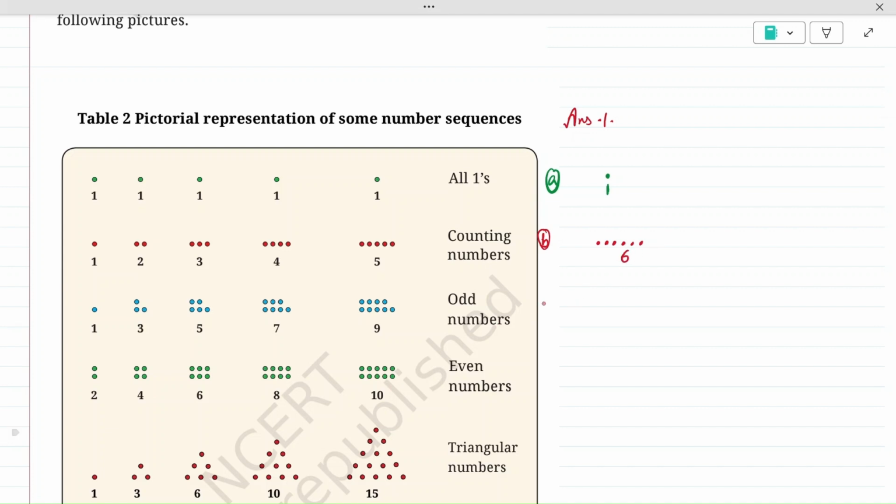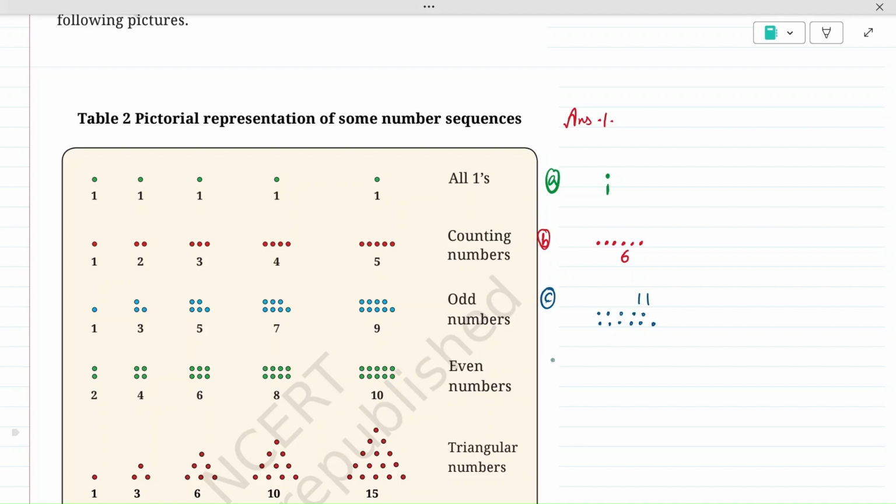Okay. The next one we have is the odd numbers. So this is 1, 3, 5, 7, 9. Next is 9 plus 2, which is 11. So I will draw 11 dots here. 1, 2, 3, 4, 5, 6, 7, 8, 9, 10, 11. So it is 11. Okay. I hope this is clear.